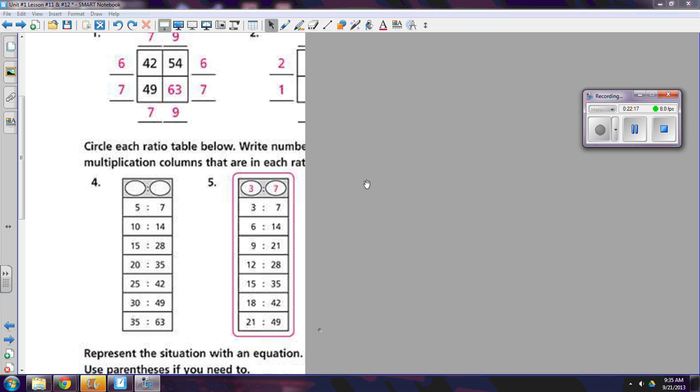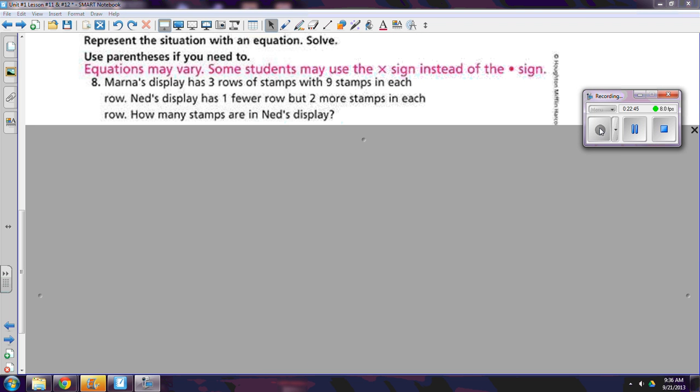Number 5, on the other hand, you have 3 to 7, 6 to 14, 9 to 21. 3 plus 3 is 6. 6 plus 3 is 9. 7 plus 7 is 14. 14 plus 7 is 21. So your unit rate would be 3 to 7, and you would circle it because it is a ratio table. So now look at 6 and look at 7, as well as when you get this assignment complete, circle number 5.